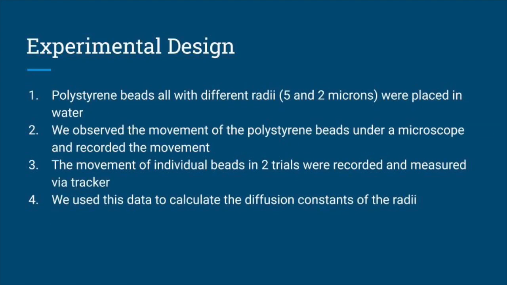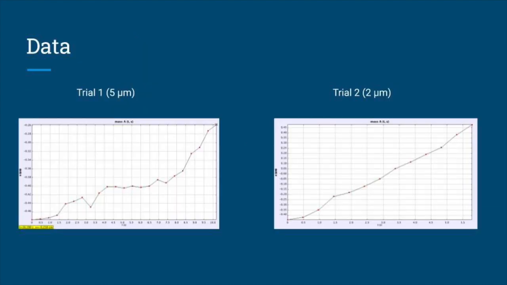So for our experiment, we had polystyrene beads with 2 different radii, 5 and 2 microns, and we placed them in water. We then observed the movement of the polystyrene beads under a microscope and recorded the movement. The movement of the individual beads in both trials was recorded and measured via Tracker. We then used this data to calculate the diffusion constants of the radii. And you can see here our data from both of the trials.